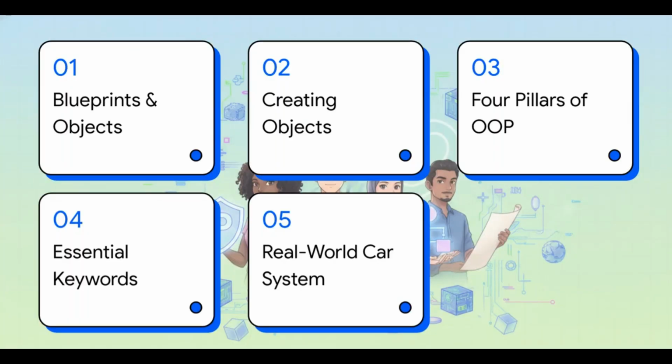Okay, let's dive right into this. Here is our roadmap for today. We'll start with blueprints and living objects, then move to creating and initializing objects. After that, we hit the 4 pillars of OOP, run through some essential Java keywords, and finally bring it all together with the real-world car system.